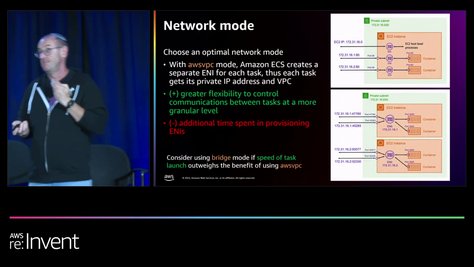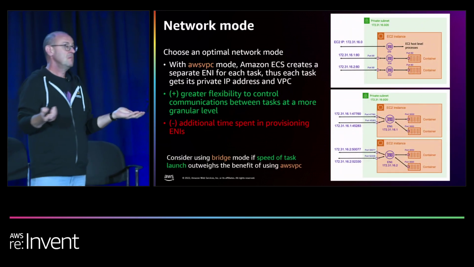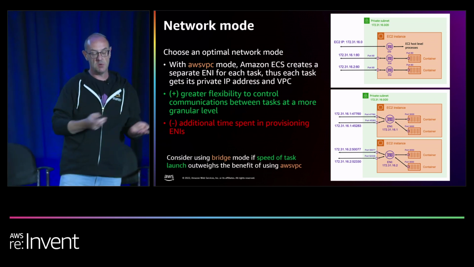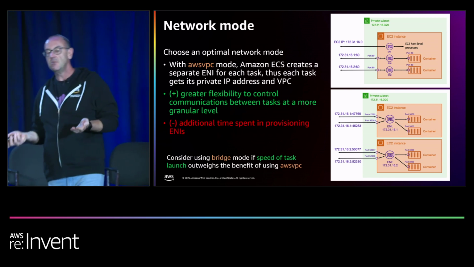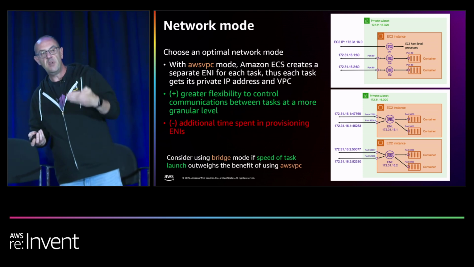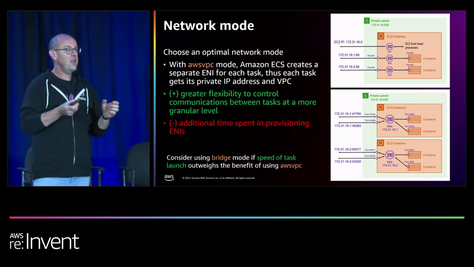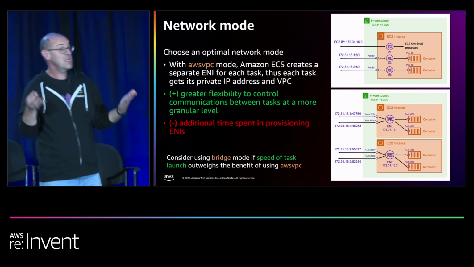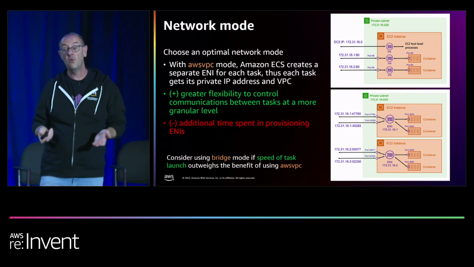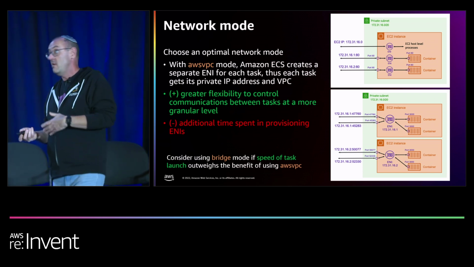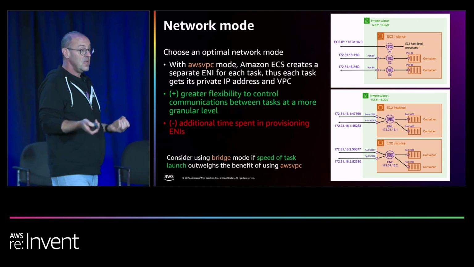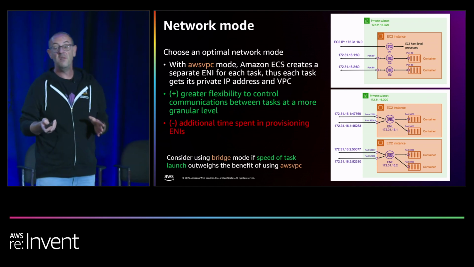Network mode. The two options you have today are AWS VPC, and second, bridge or host mode. AWS VPC allows you to provision a network interface for each and every task, which is an ENI, which is, I would say, a first-class citizen in your VPC. It has its own IP address. You can allocate security group rules to it. You can, if you really want, implement NACLs because of the IP address. It's a fully fledged IP address.